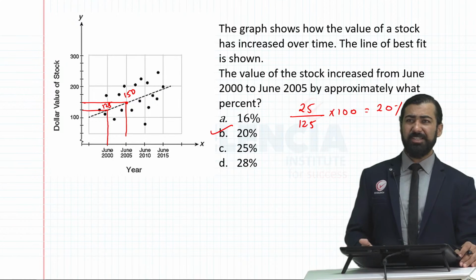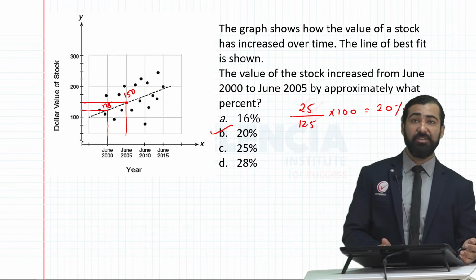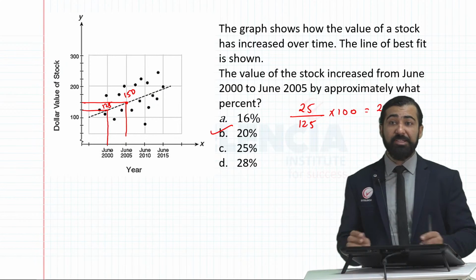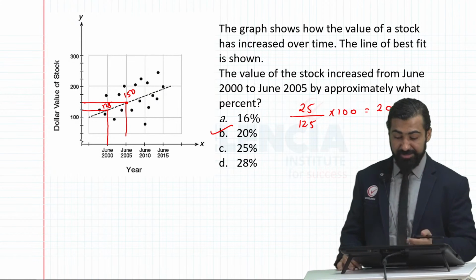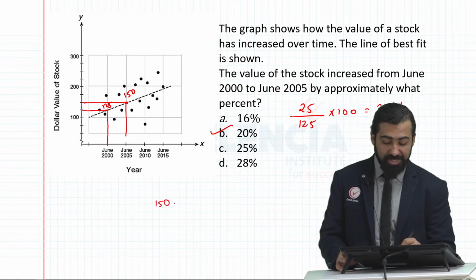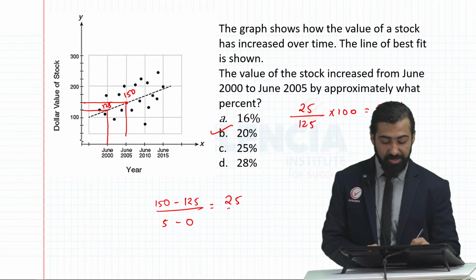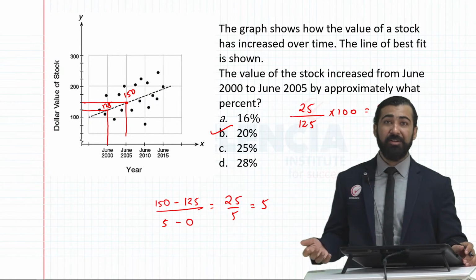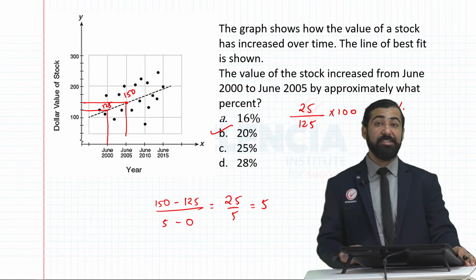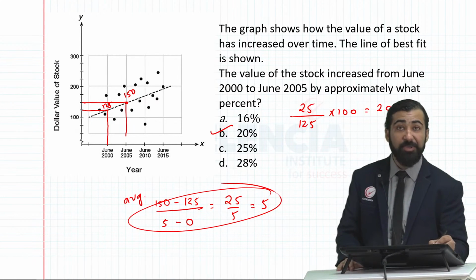Another question that's possible is, what is the average increase from June 2000 to June 2005? Average increase means over the period of 5 years, how much has there been the increase? So in that case, I would see how much is the increase divided by the number of years. So average increase comes out to be 25 over 5, or $5 per year. That's your average increase. This is the value of average increase, quite distinct from the percentage increase.